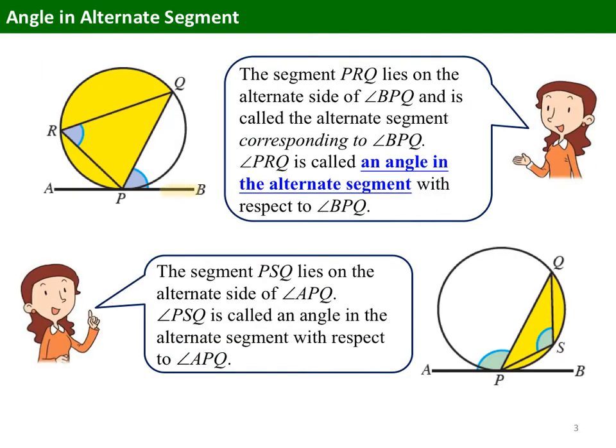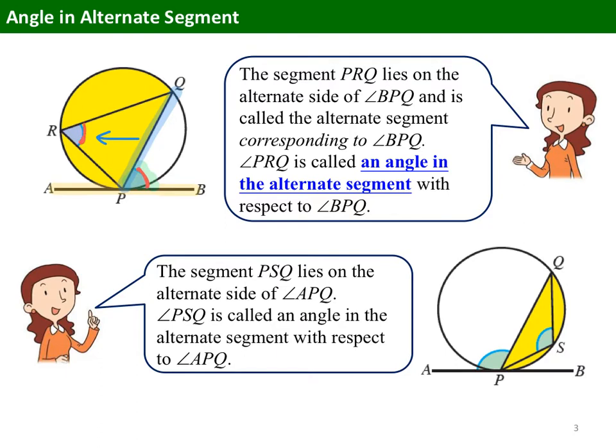For the figure above, APB is a tangent, and the tangent chord angle is angle QPB, which is made by PB and PQ. The tangent chord angle is on the right. The alternate segment, which is on the left, is here, and there is an angle which is called an angle in the alternate segment. These two angles are equal.